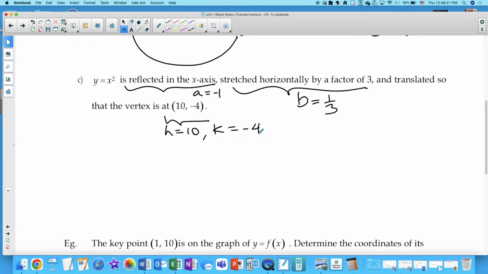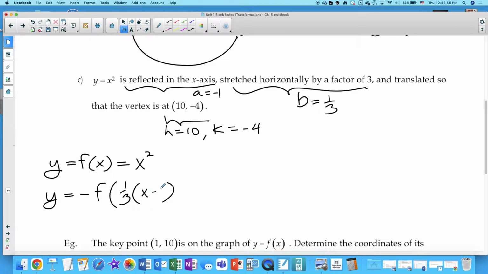Okay, so I'm going to just start to set this up with my original function, and then I'm going to transform it into y equals a f of b times (x minus h) plus k. So I'll put in all my values. Instead of negative 1 here, I'm just going to put negative, because that's usually the way that you'll see it. f of (1/3 times (x minus 10)) plus negative 4. It's just going to be minus 4. But if you write plus negative 4, that's good.